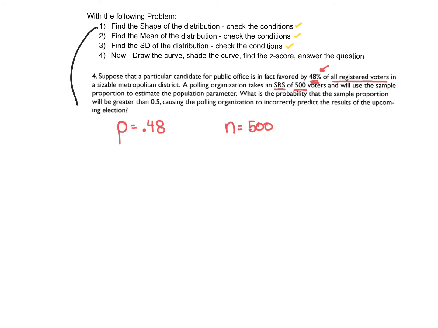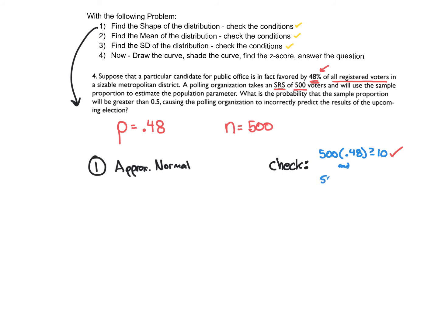So let's look at number one. Number one, it says find the shape of the distribution. Well, let's do this. The shape is approximately normal. But let's just go ahead and give a little check to make sure that it is. So look at our notes. How do we check? We take N times P and make sure it's greater than or equal to 10. So is 48% of 500 greater than or equal to 10? Yeah, it is. I don't even need a calculator for that. I just know.